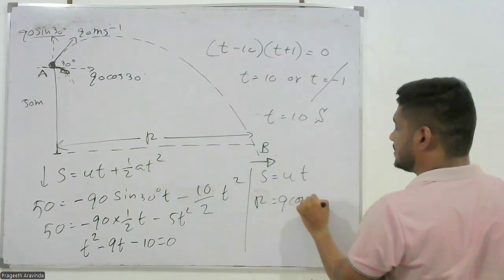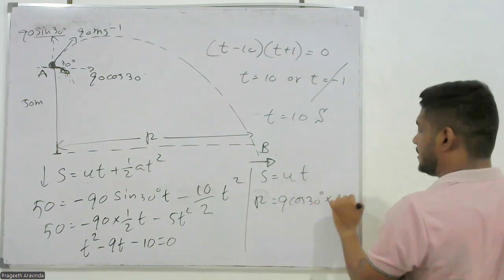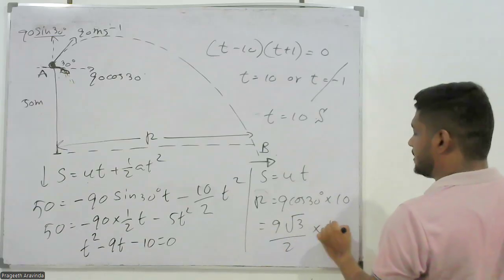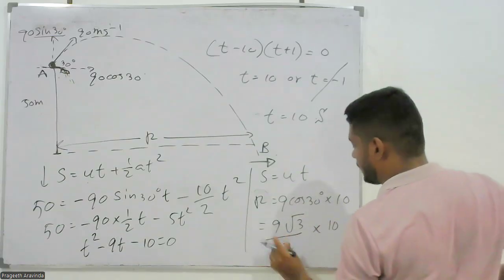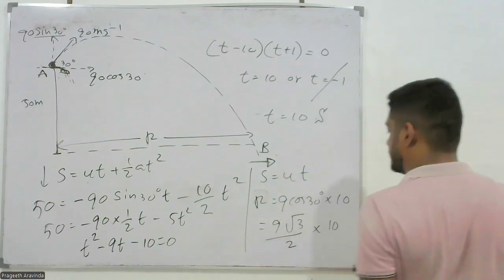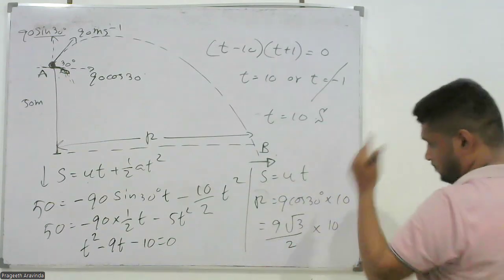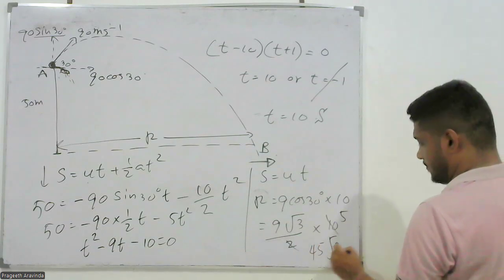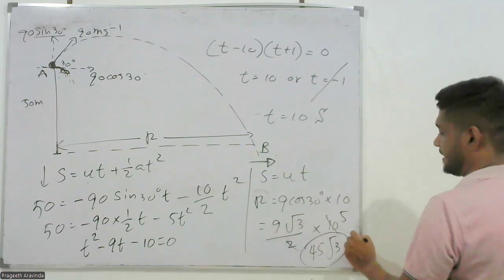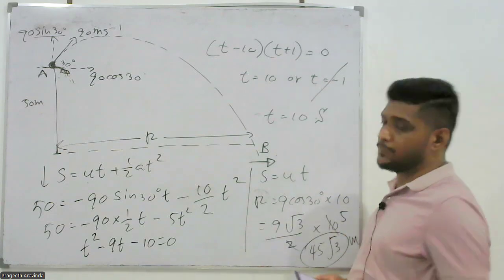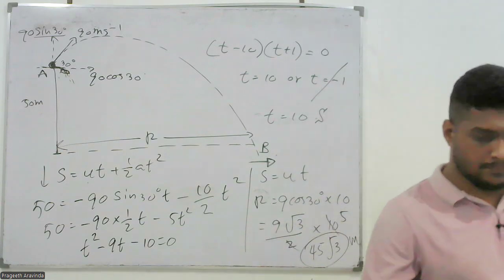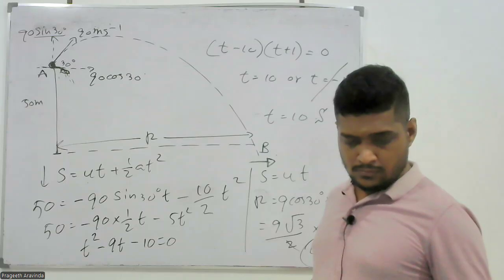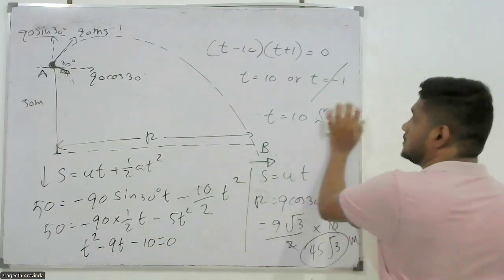R equals 90 cos 30 into t, t is 10. Cos 30 is root 3 divided by 2 into 10. So what simplifies? 45 root 3 meters.